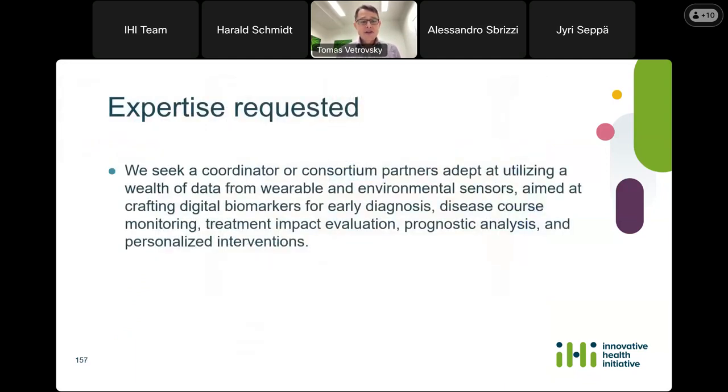So we seek a coordinator or consortium partners who would be interested in using the combination of sensor data and patient reported context to develop digital biomarkers and interventions for some of those opportunities that I mentioned earlier.